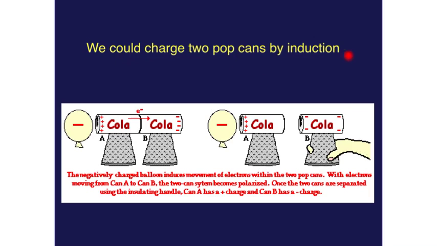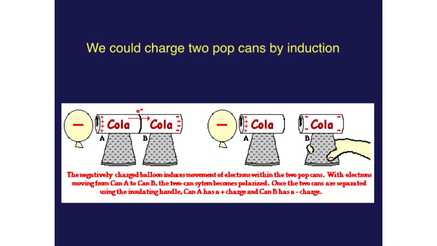We could set something like this up in class, and we could charge two pop cans by induction. So here is a similar situation. Here we have two cola cans. They're sitting on top of some insulator, and we have a negatively charged balloon here.